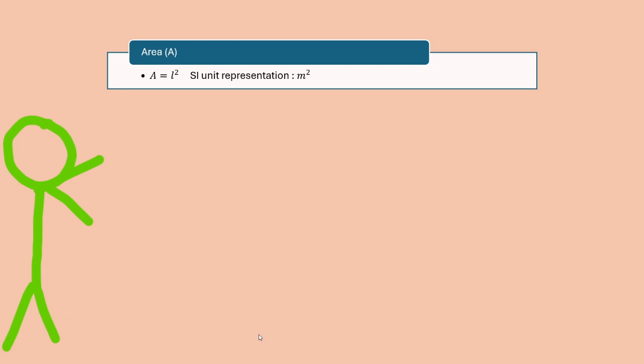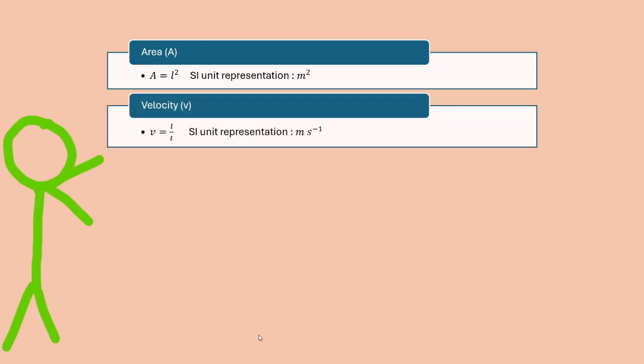Its SI unit representation is meter squared, m squared. Next, velocity, represented by the small letter v. V is the length over time, t. It is represented by the SI unit meter per second, ms to the power of -1.